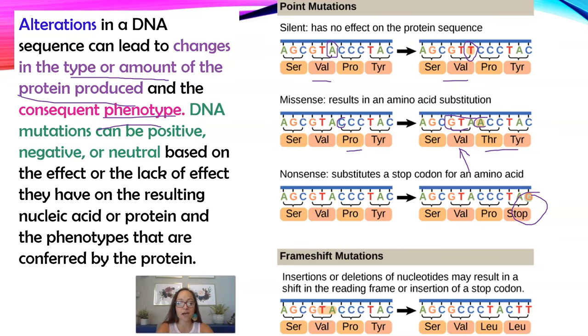So I encourage you to write out a DNA sequence and then transcribe it and translate it, and then erase one or two of the DNA nucleotides and do it again, and you'll see how you get a totally different polypeptide.